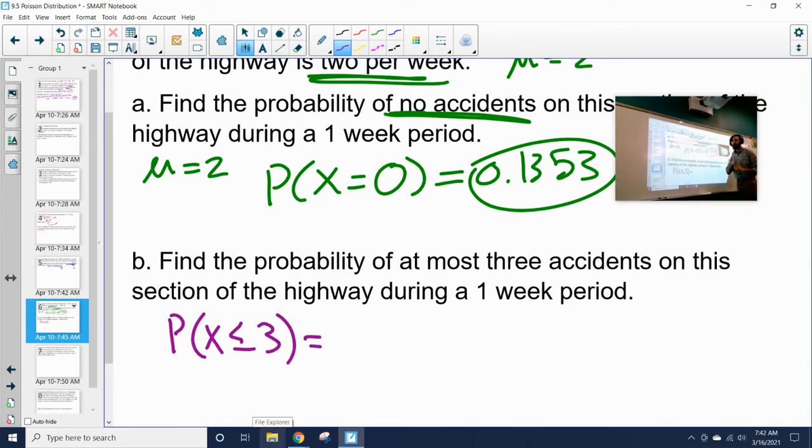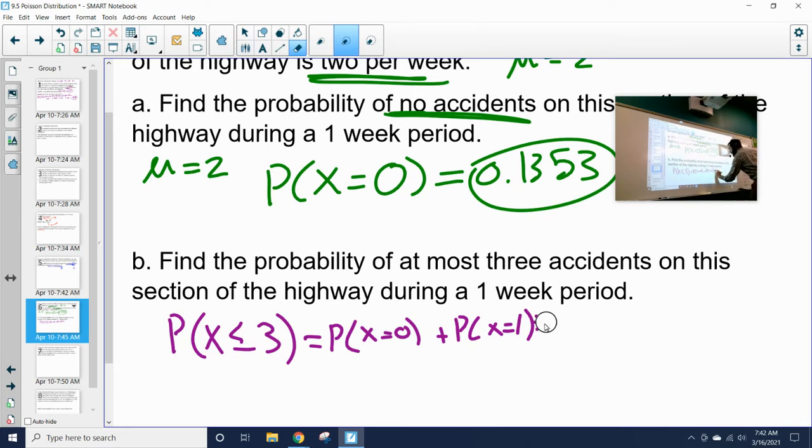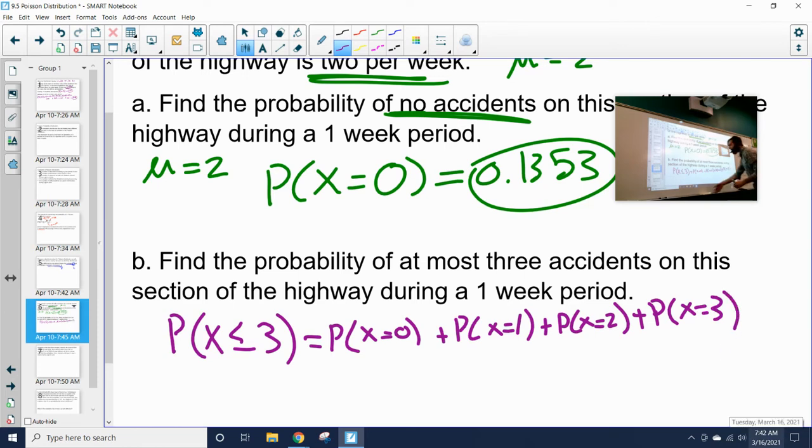Because once again, just like with our binomial distribution, I can't just write down the number 3 or whatever my probability for 3 is. I have to think of all the numbers that are less than or equal to 3. Well, that is probability of x equals 0, plus probability of x equaling 1, plus probability of x equaling 2, plus probability of x equaling 3. These are all numbers that are at most 3, so we can add these probabilities together.